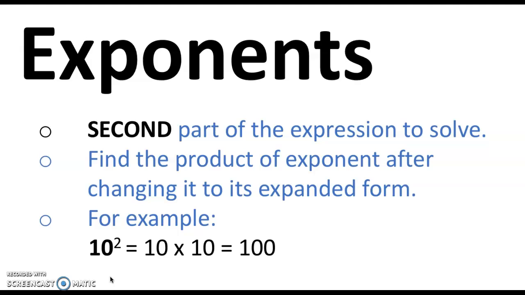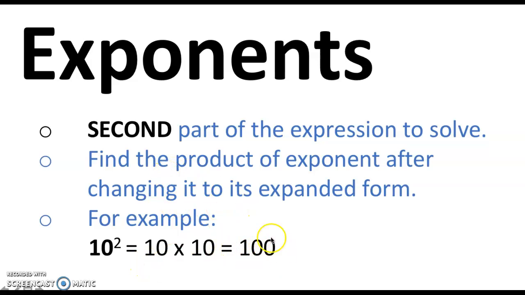Next step is exponents, and exponents are the second part of the expression that you are expected to solve. However, it's important to note that with exponents, you want to change your exponential form into expanded form and then into its product form first before moving on to the expression. What I mean by that is, for example, 10 to the second power, it's also the same as 10 times 10. You need to find the product of 10 times 10, which is 100, before moving on to the next step in your mathematical expression. So parentheses first, exponents next.